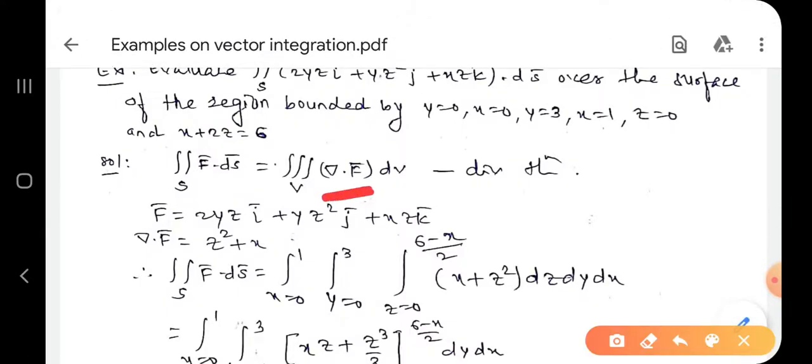Find del dot f bar. Del dot f bar we know, and you know the divergence of a function. In our first unit we studied divergence of a vector function. Del dot f bar is dou f1 by dou x plus dou f2 by dou y plus dou f3 by dou z. So just addition of that. Dou f1 by dou x.